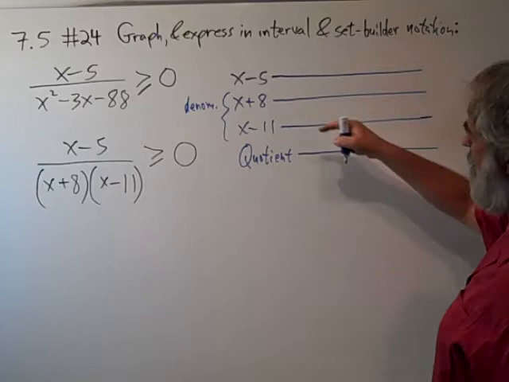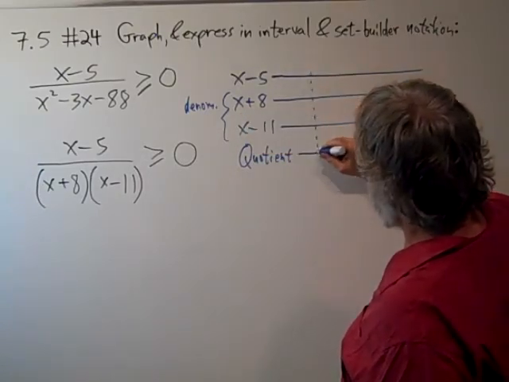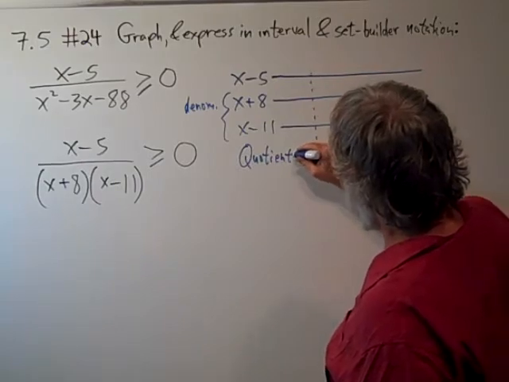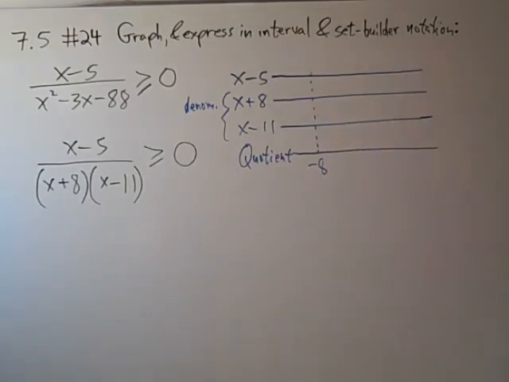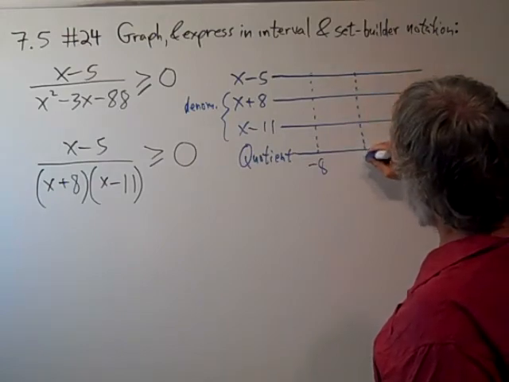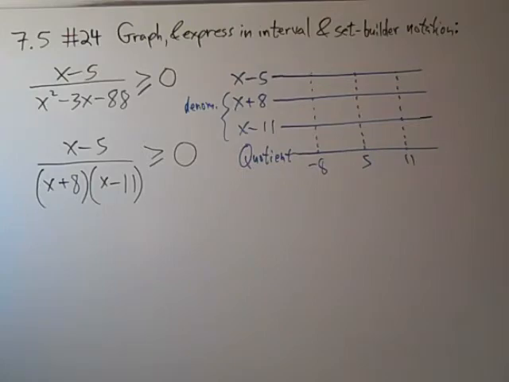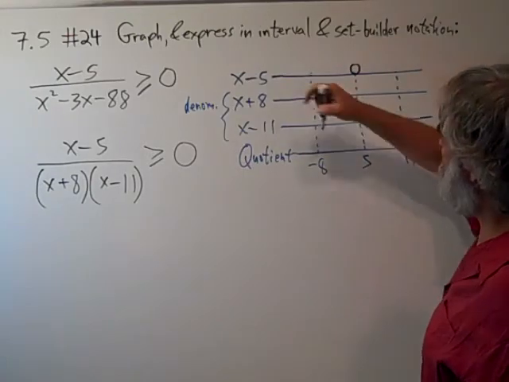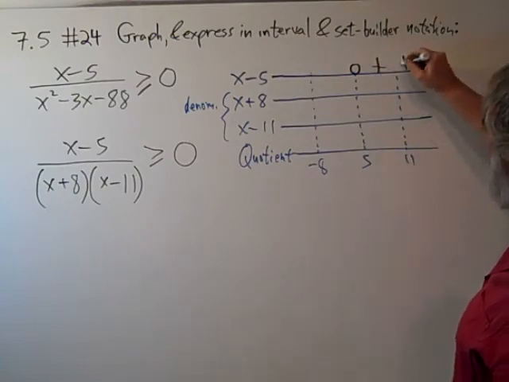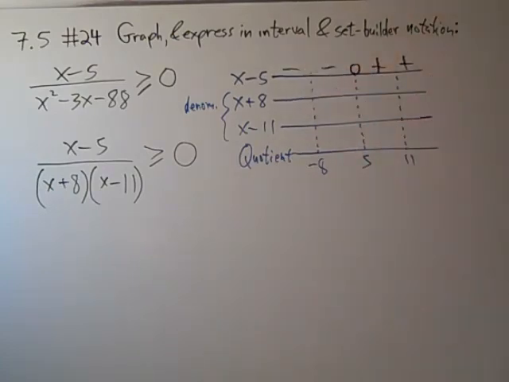To begin with, negative 8, this one's 0, so that'll be the smallest. The number on the left will be negative 8 here. Then comes 5 and then 11. So let's make this 5 and this is 11. And now we can see that when x is equal to 5, x minus 5 is 0. If x is bigger than 5, it's positive. And if x is less than 5, it's negative.